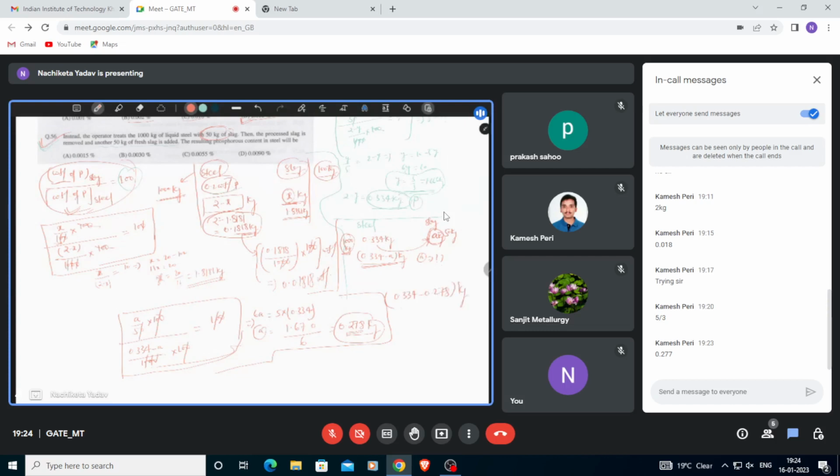So how much will we get in steel? This will be 0.0556 kg. This is in steel. It is asking for weight percent phosphorus, so 0.0556 by 1000 into 100. So it should be 0.00556%. So option C is the right one.